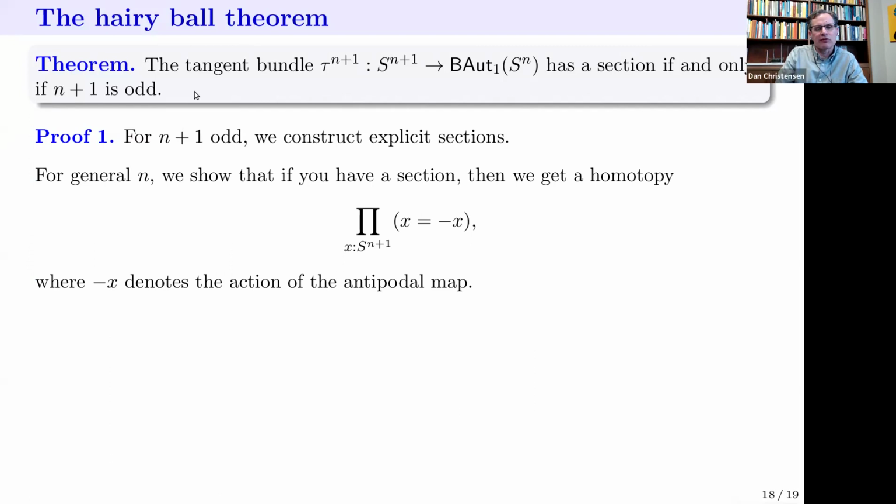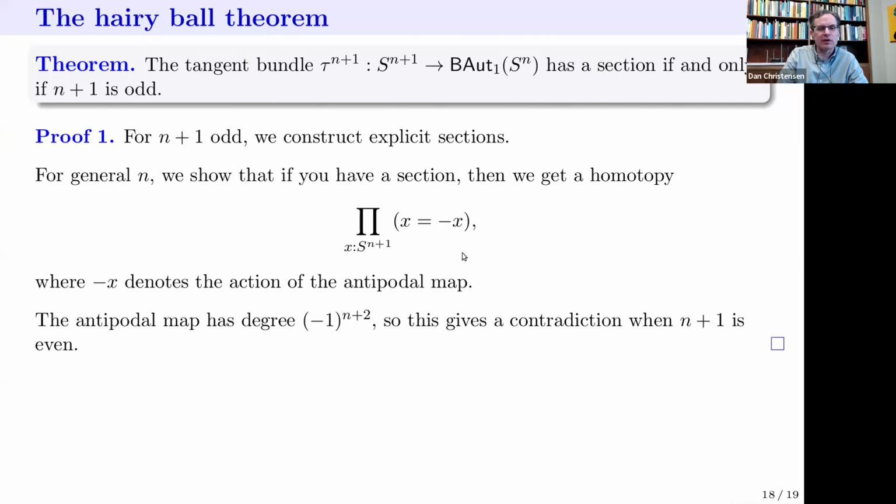To go the other direction, we first prove a result for every n, even or odd, that shows that if you have a section, then you can produce a homotopy which shows that the identity map on the n+1 sphere is homotopic to the antipodal map. This is exactly what happens in the classical proof of the Hairy Ball theorem. So here, minus x is a natural antipodal map that you can define on spheres. And then you can use degree theory to show that the antipodal map on Sn+1 has degree (-1)^(n+2). The identity map has degree 1. So this is a contradiction when n+1 is even. So that's one argument.